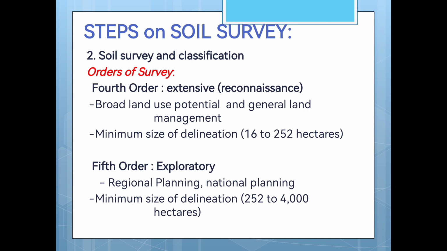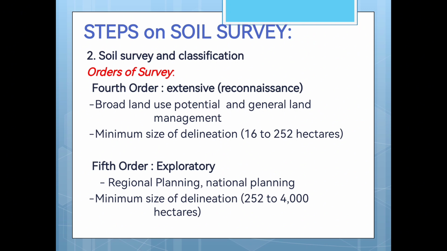Then we have the fourth order, which is extensive. So, more or less, ang ginagawa nila dito is reconnaissance. It is broad land use potential and general land management. Kasi kung titingnan mo, ang minimum size of delineation is 16 to 252 hectares. So, hindi talaga nila dyan nalibot yung buong 252 hectares yan. So, they make some areas, nagkakaroon sila ng reconnaissance, and then they are just going to visit those sample fields to make the soil survey. So that is the fourth order.